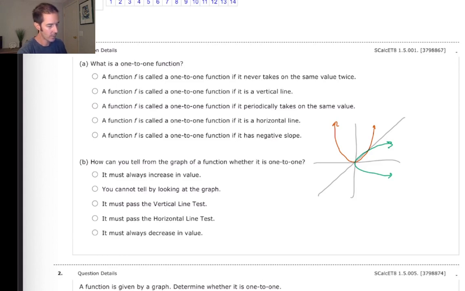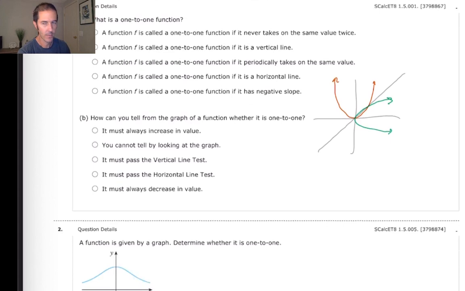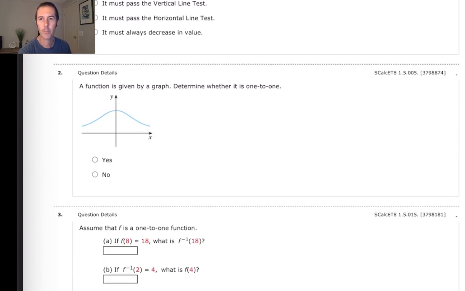What is a one-to-one function? I'm going to let you read through those multiple choice options and choose the best one. But graphically, inverse functions are reflections of each other over the line y equals x, and a function is a one-to-one function if its inverse is also a function. A one-to-one function is a function that passes the horizontal line test. I think that'll take you through problem number 1 there.